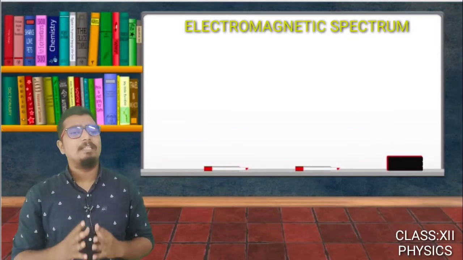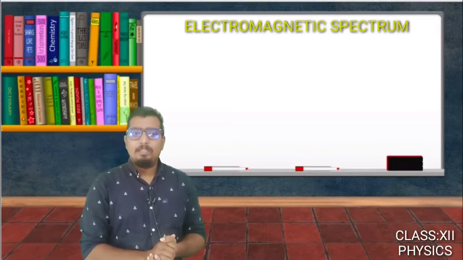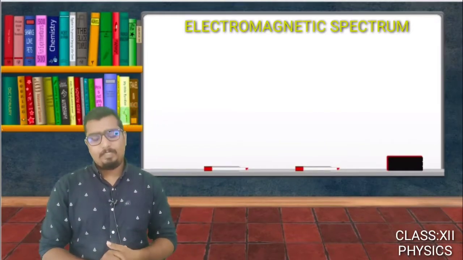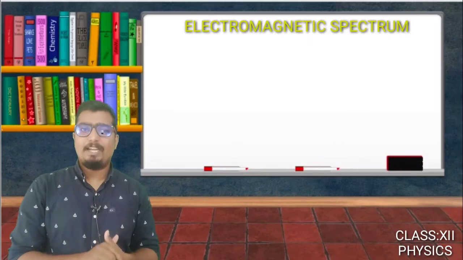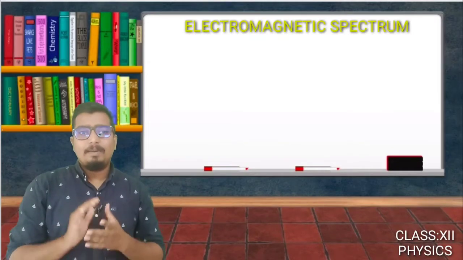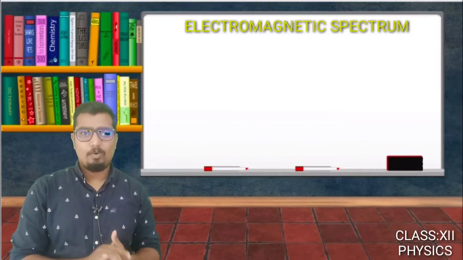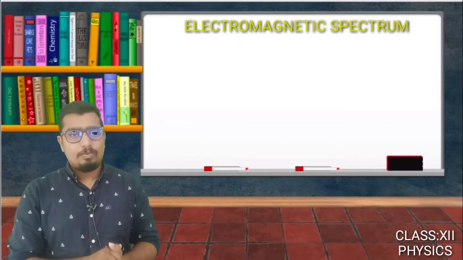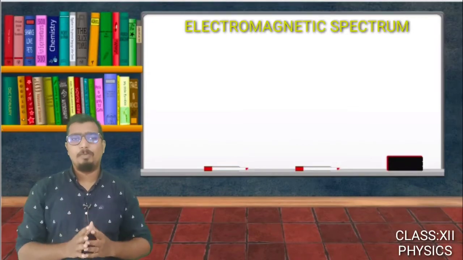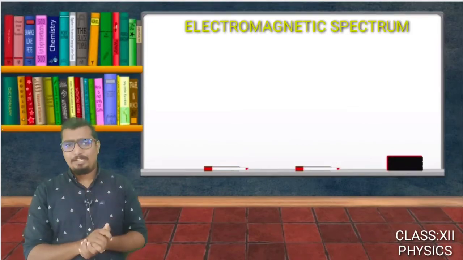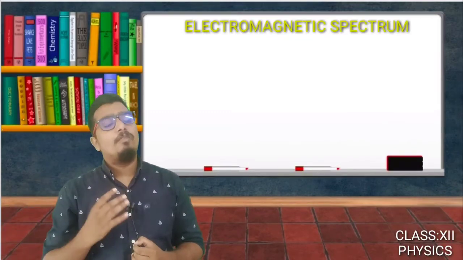Electromagnetic spectrum. Listen. The electromagnetic spectrum is an arrangement of electromagnetic radiations according to their wavelength or frequency. What is the electromagnetic spectrum? It is an arrangement of electromagnetic radiations according to their wavelength and frequency.